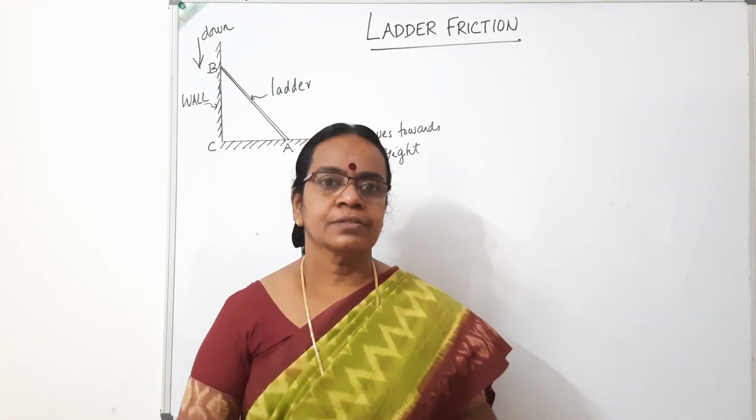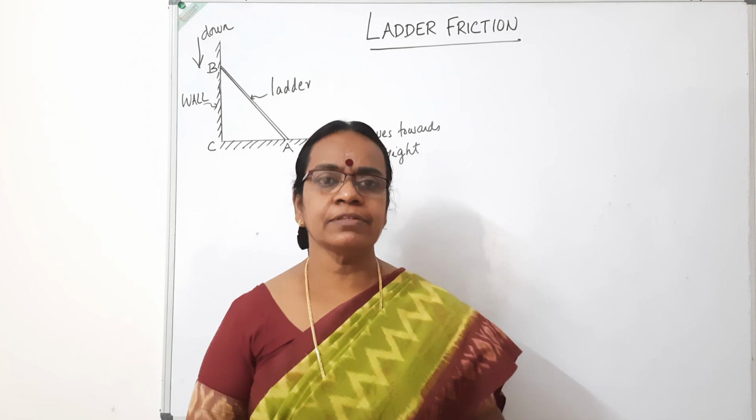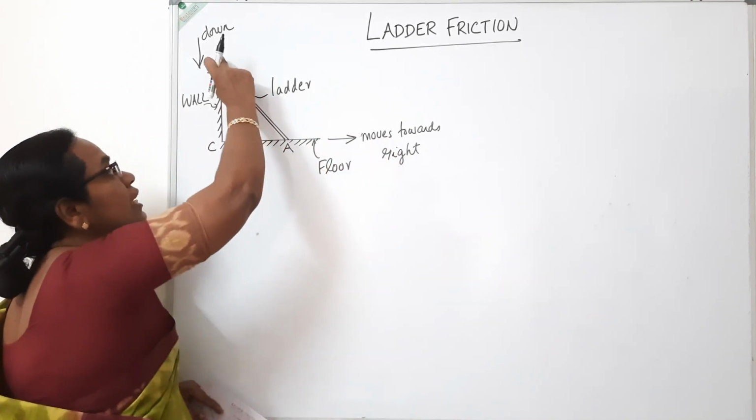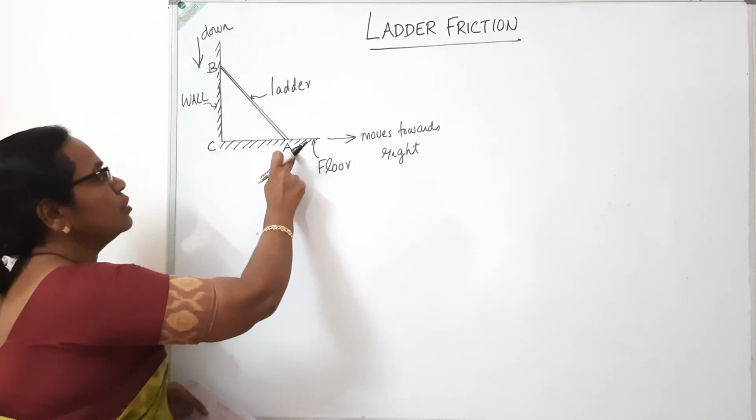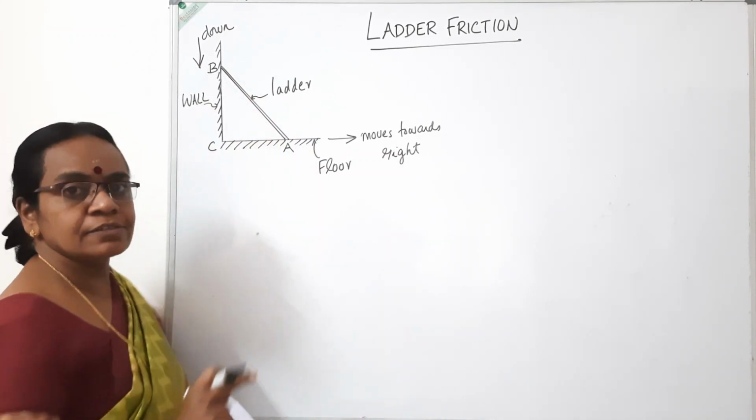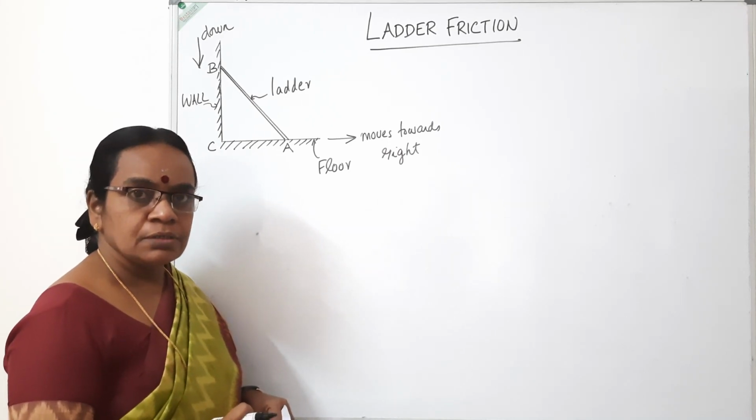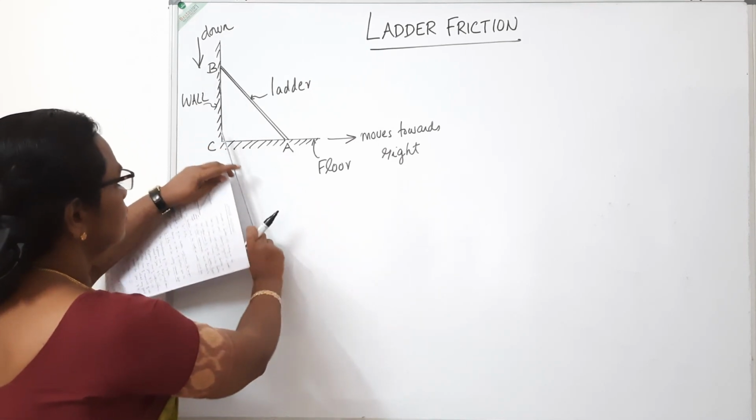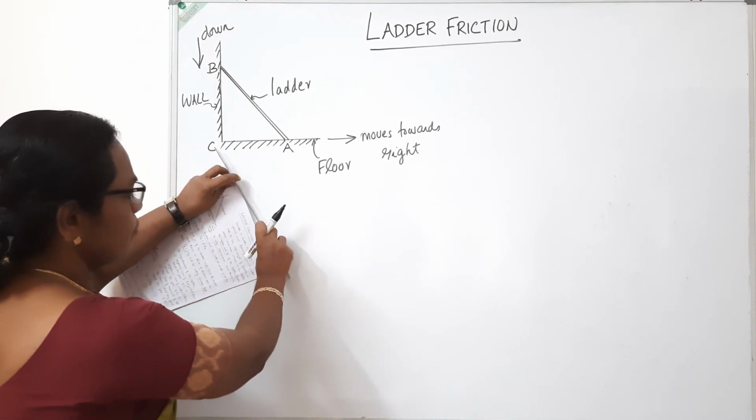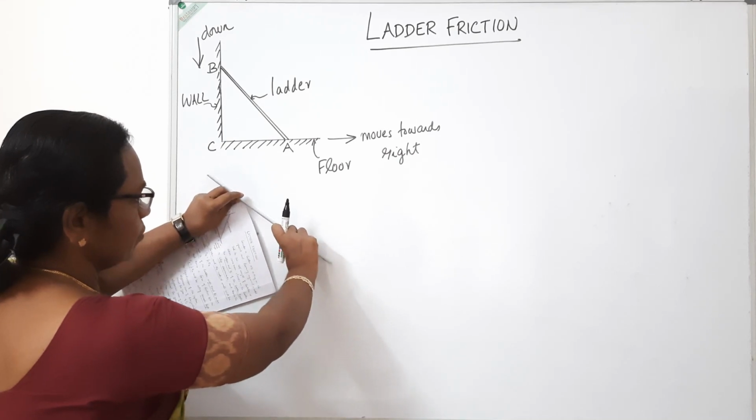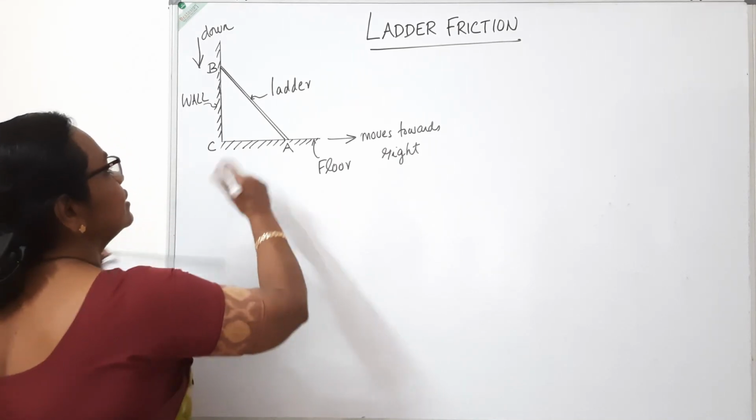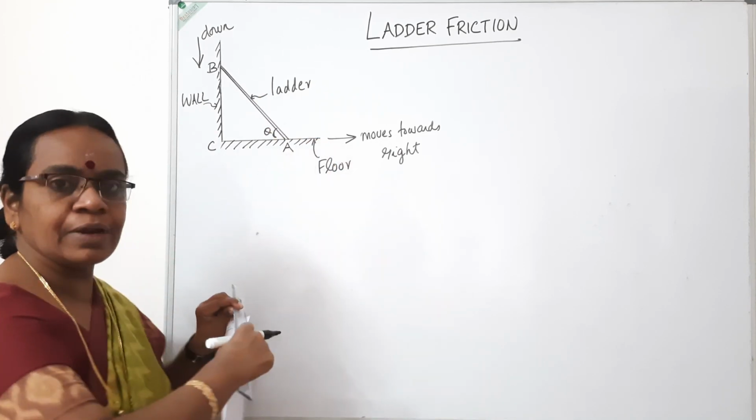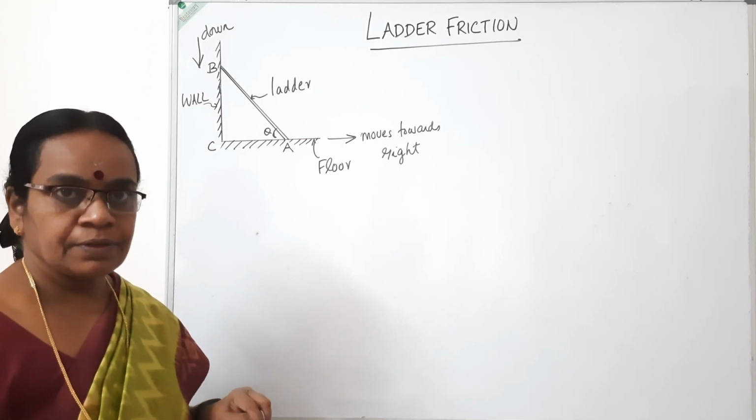So good morning. Today's class we are going to deal with ladder friction. A ladder, as seen in the figure, is kept with one end on the floor and the other end leaning against a wall. Suppose this ladder is at an inclination like this, it will be stable. As we go on increasing the slope with the ground, this angle, what will happen? The ladder will slip.